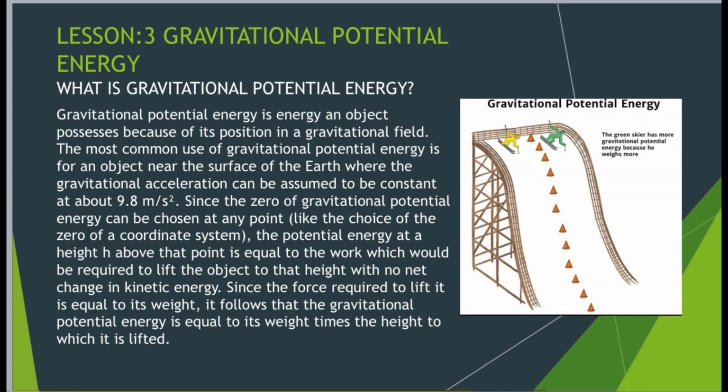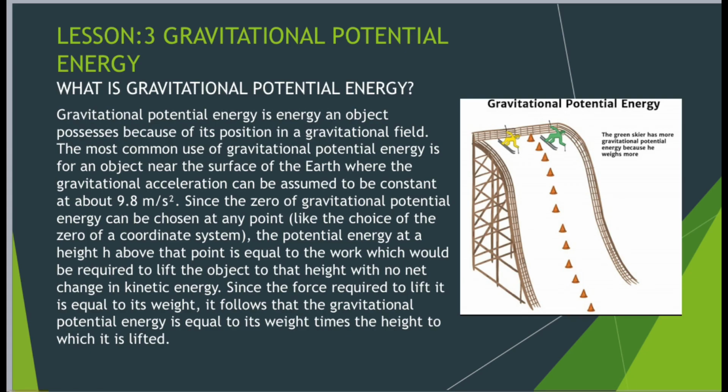Lesson 3. Gravitational potential energy. What is gravitational potential energy? Gravitational potential energy is energy an object possesses because of its position in a gravitational field. The most common use of gravitational potential energy is for an object near the surface of the Earth, where the gravitational acceleration can be assumed to be constant, about 9.8 meters per second squared.